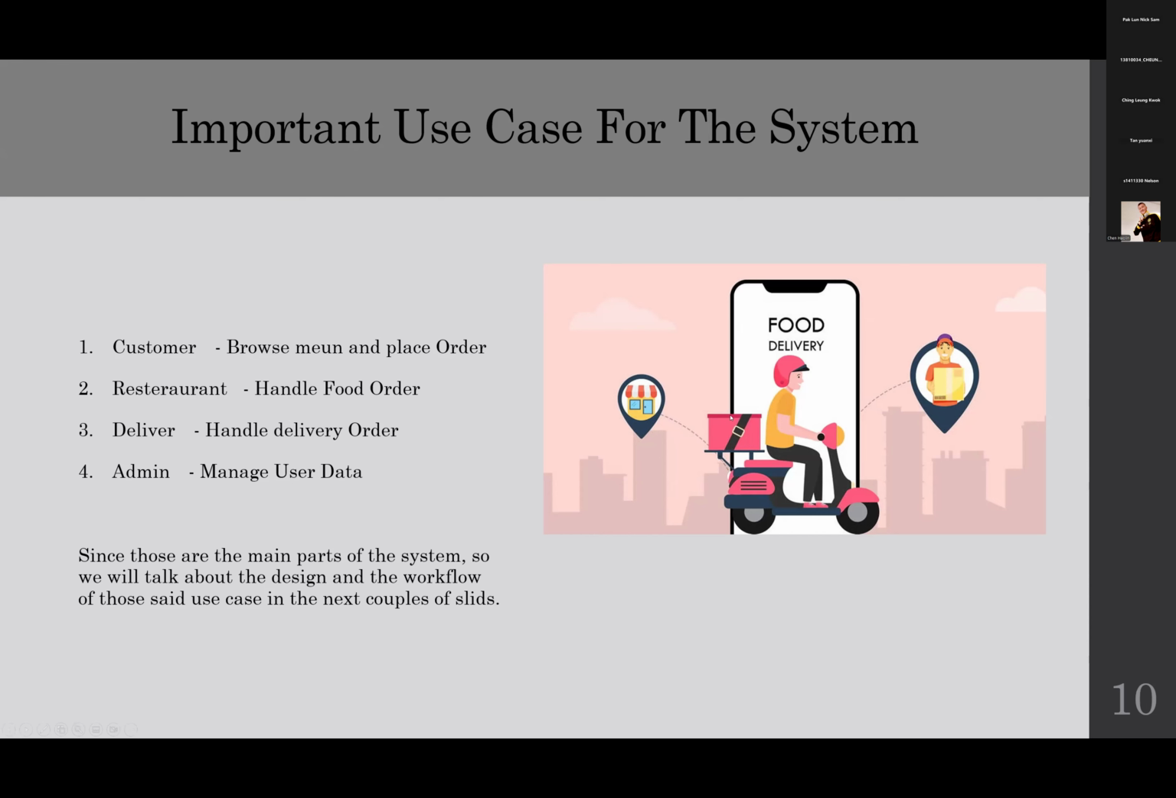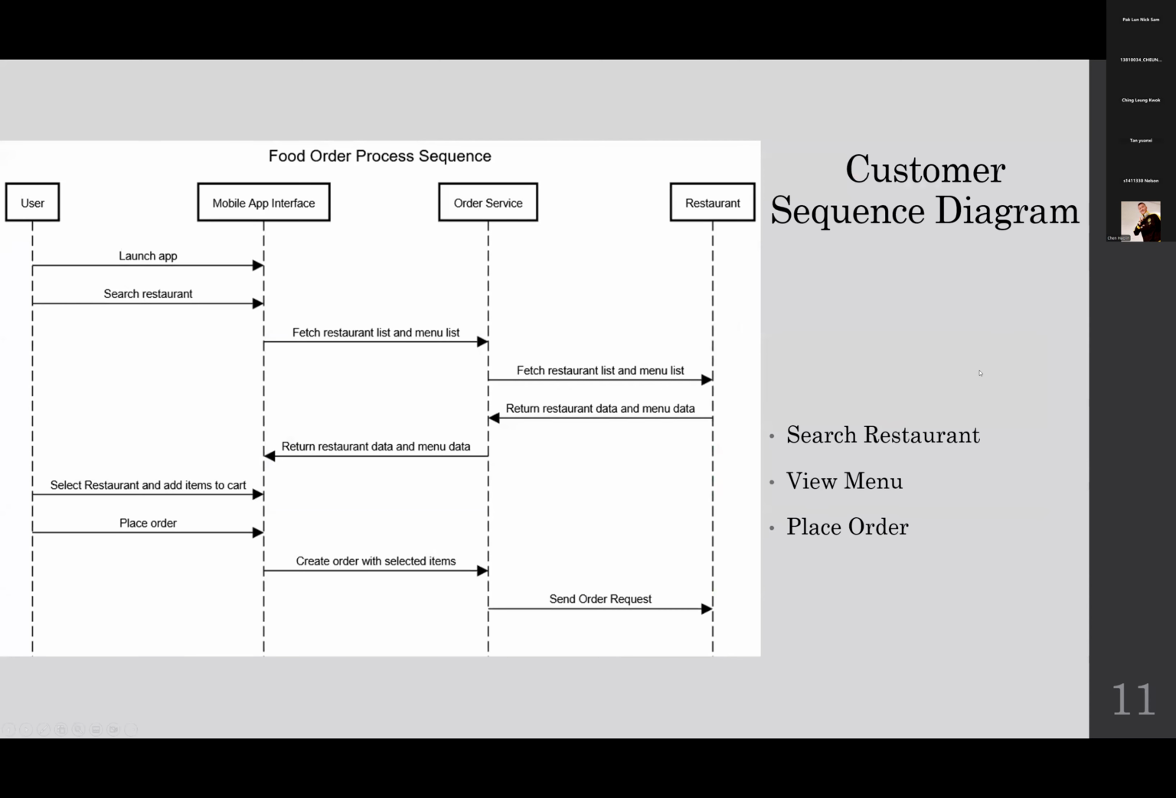So we'll begin at the customer sequence diagram. As you can see, the customer will use the mobile app interface to search for restaurants. So once they select the restaurant they like, the menu will be fetched from the system and they can choose the order from the mobile app interface and send the request to the designated restaurant.